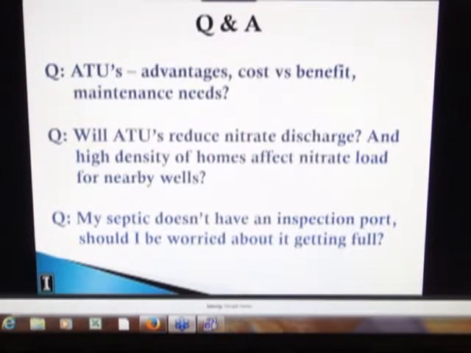And as far as affecting nitrate load, yeah, for sure. That's what an aerobic treatment unit is designed for, to reduce the amount of nitrates coming out of the back of the system, so the soil has to treat less. If an area was on aerobic treatment units, it would definitely reduce the amount of nitrates for nearby wells.